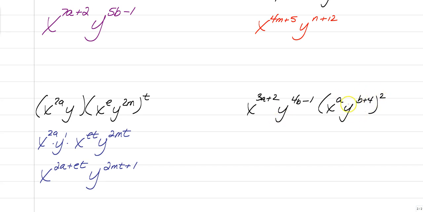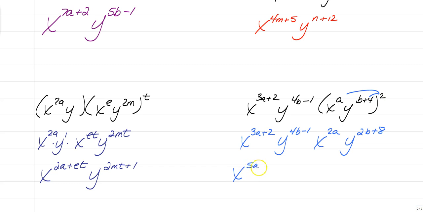Finally, the last one, we've got to start this. So we're going to have x to the 3a plus 2, y to the 4b minus 1, x to the 2a, and y to the 2b plus 8, because first you have to multiply those exponents. Combine like terms, x to the 5a plus 2, and y to the 6b plus 7.